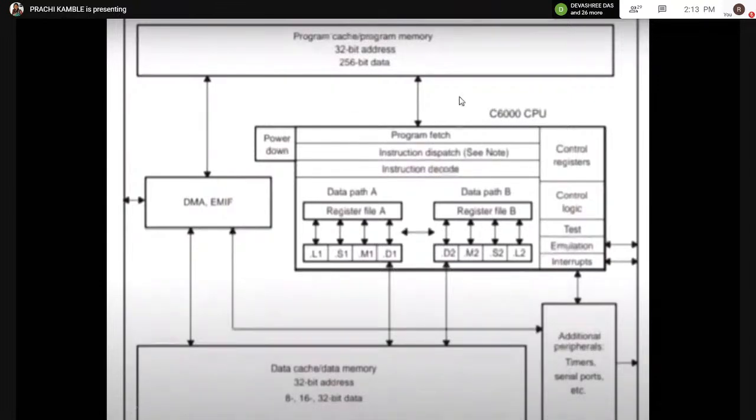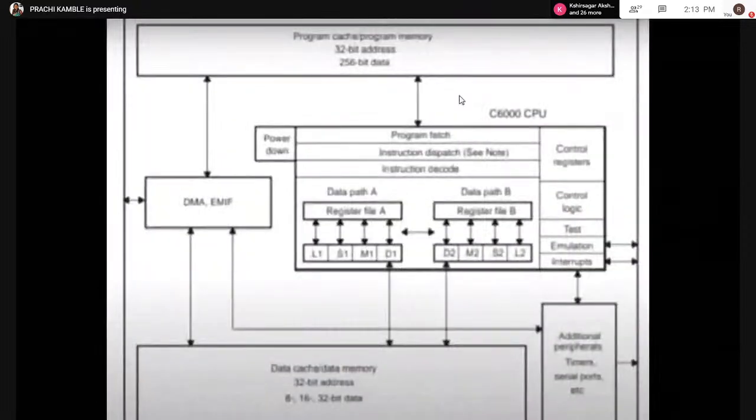So every time it wants to access any data or information, the sequence of execution will be: first of all, it will fetch the instruction from the program memory. Second, it will dispatch the instruction, and the third step will be instruction decode.